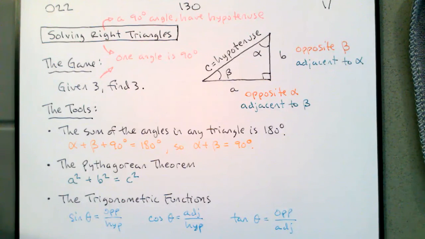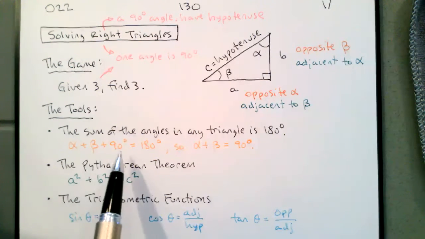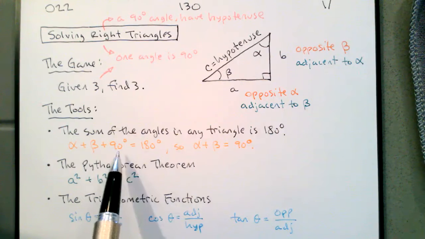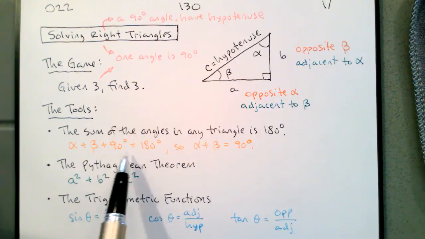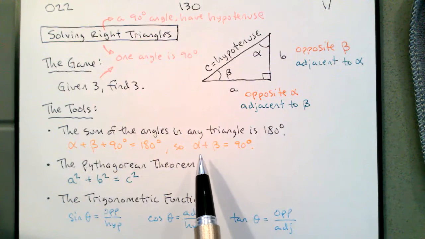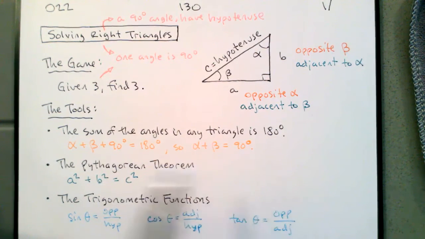Given 3, find 3. The tools that we have available are that the sum of the angles in any triangle is 180 degrees. So in general, in our triangle, that means alpha plus beta plus 90 degrees, our right angle, is equal to 180 degrees. Since we're playing the solving right triangles game, and one of the angles has to be a right angle, we can simplify this to alpha plus beta is equal to 90 degrees. Or we could be fancy and say that alpha and beta are complementary.